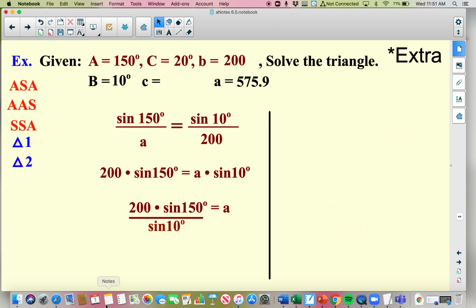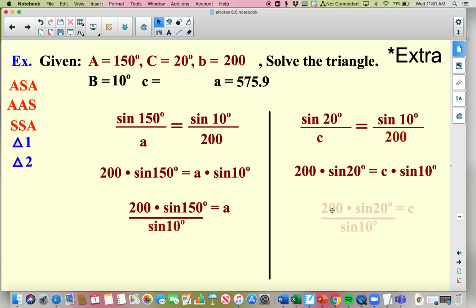So hopefully you got that. Then set up another ratio to find side C. I paired my B's together again, side B and angle B, and angle C, obviously, because I'm trying to find side C. Cross multiply, divide by sine of 10, and you should get 393.9.